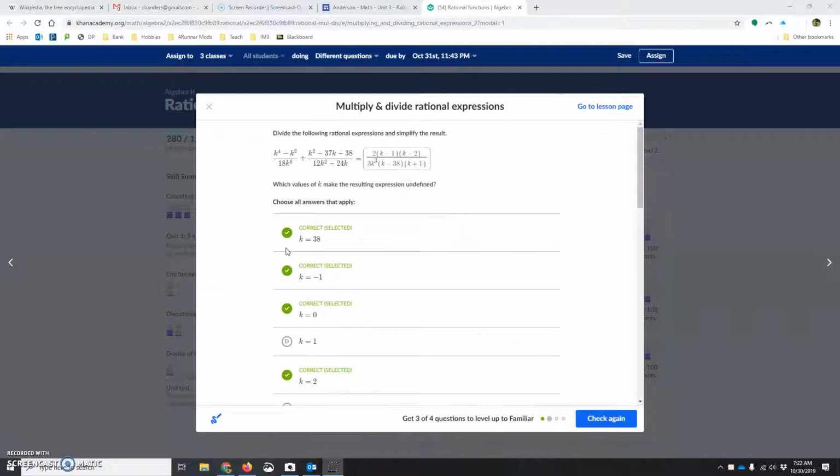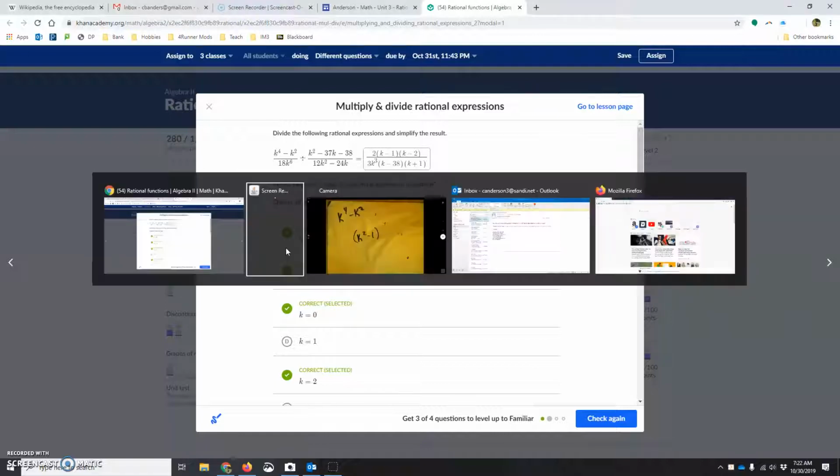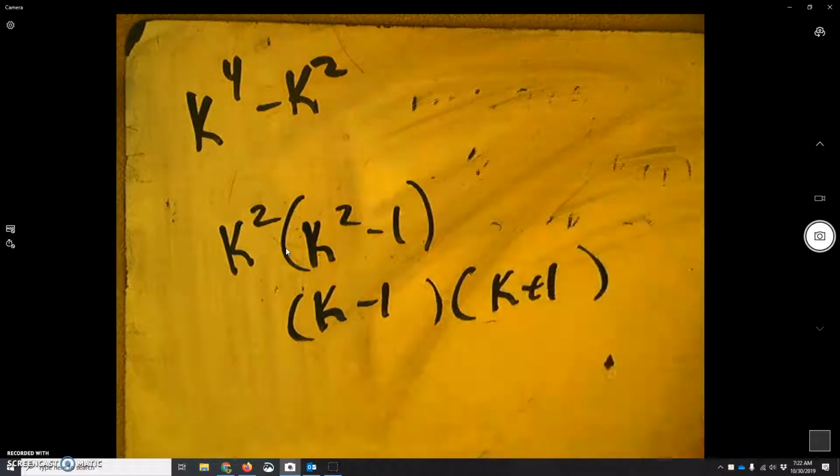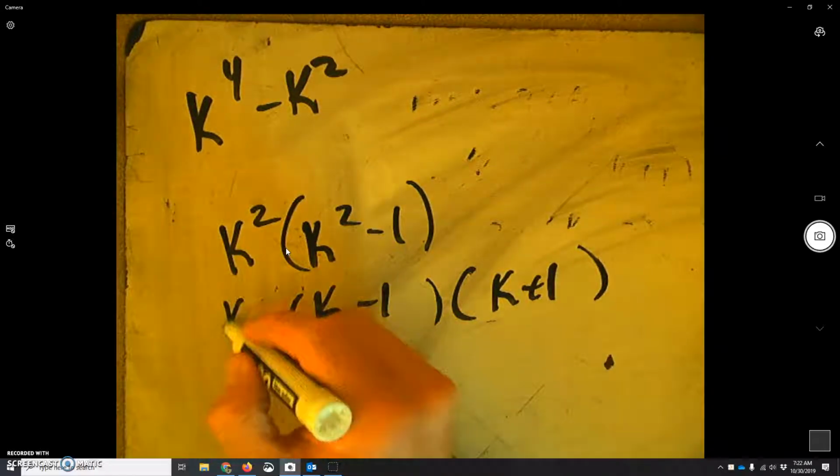Okay, so I actually had a mistake. So I erased my board already, so I'm going to point out the spot where I made a mistake. So right here, when I factor out the k squared, I should have gotten k squared times k squared minus 1, and I could factor this out as the difference of two squares. I talked about that originally, but I didn't do it that way. And then we get k minus 1 over k plus 1.